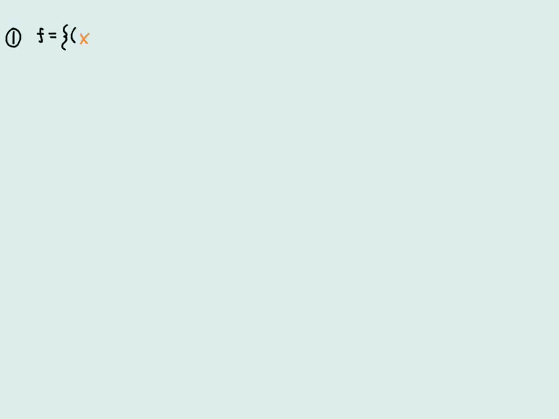So I wrote out some examples for you. First example, f of x equals the set of ordered pairs x, y, such that y equals plus or minus square root of x. And the question is, is this a function or not?